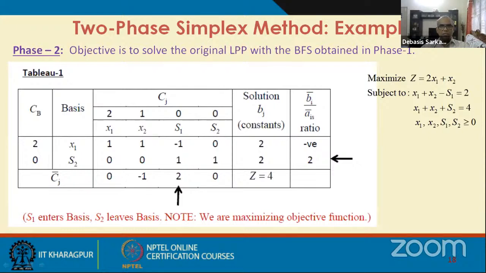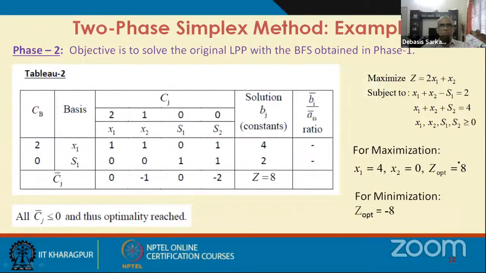Again, we are maximizing. So the most positive CJ bar will decide which variable will enter. So S1 enters and S2 leaves the basis. Repeat the computation. So you must do the matrix operation to get this in canonical form. Compute CJ bar.